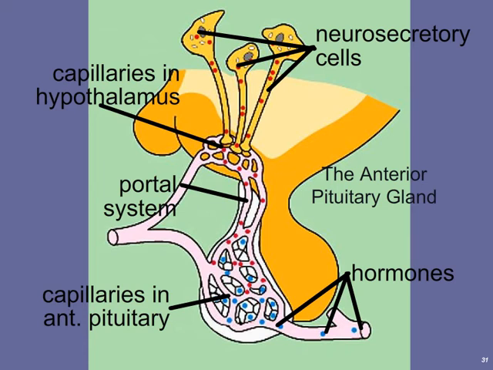For example, the little blue dots here could be the hormone growth hormone, whereas the little red dots would be the hormone growth hormone releasing hormone, which is produced by the hypothalamus. So big picture here is that the hypothalamus talks to the anterior pituitary through the use of releasing hormones.